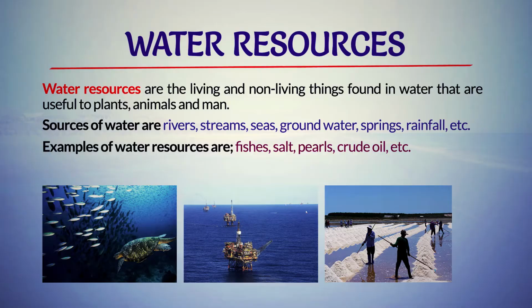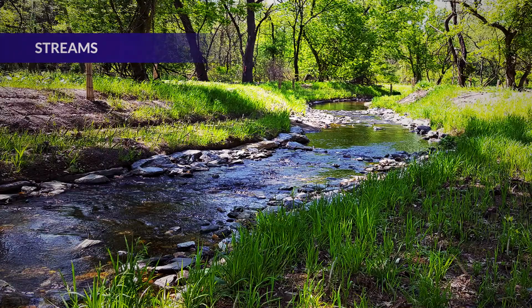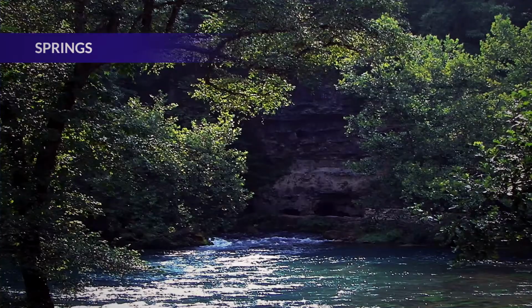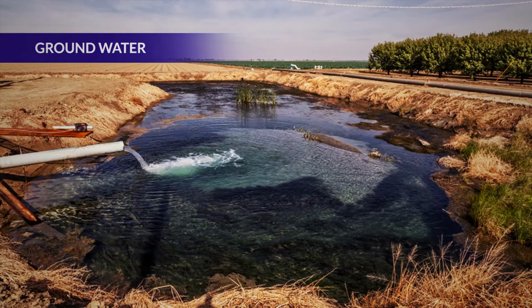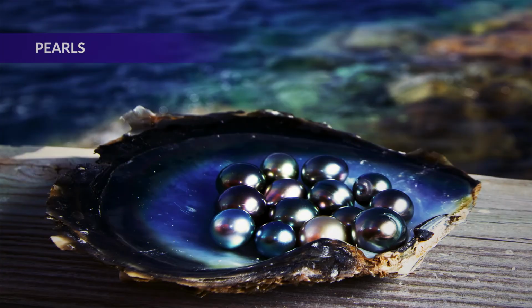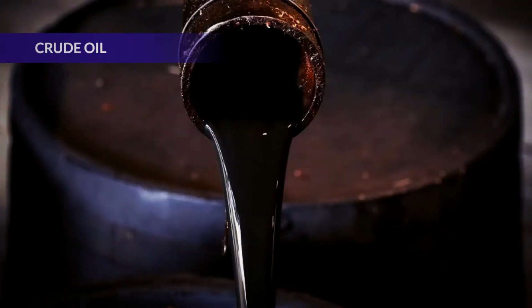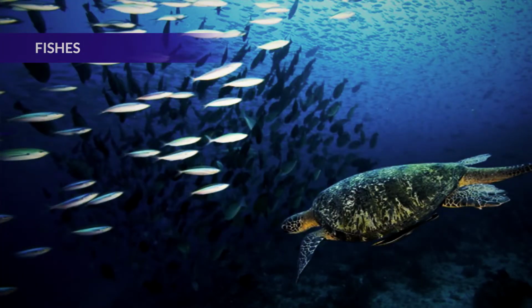Now let's take a look at water resources. Water resources are the living and non-living things that can be found in water, which are valuable to plants, animals, and man. Sources of water are rivers, streams, oceans, springs, groundwater, etc. Some examples of resources that can be found in water include pearls, salt, crude oil, fishes, etc.